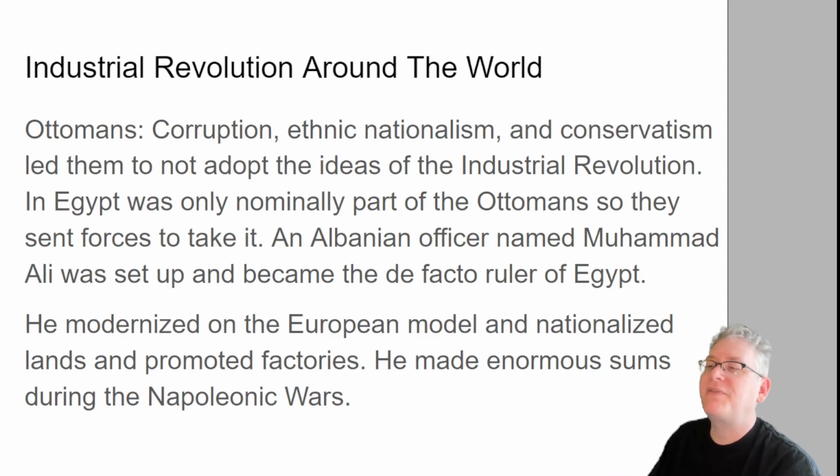But when he becomes the new de facto ruler of Egypt, he will modernize on the European model and nationalize lands, and he will also promote factories all throughout his little kingdom there, and he'll make enormous sums during the Napoleonic Wars, selling cotton and textiles to other places. So here's an example, almost within the same empire, of success and failure. We have failure of the Ottoman central government to actually take advantage of this, but we have an example from the outskirts of the Ottomans in Egypt, where they are going to take advantage of it.